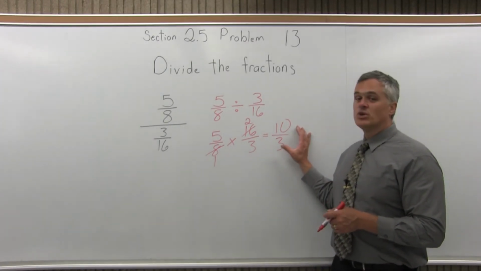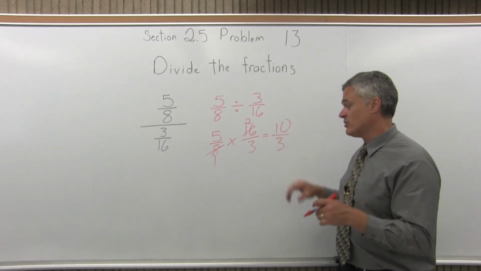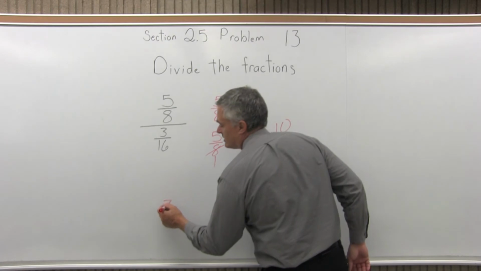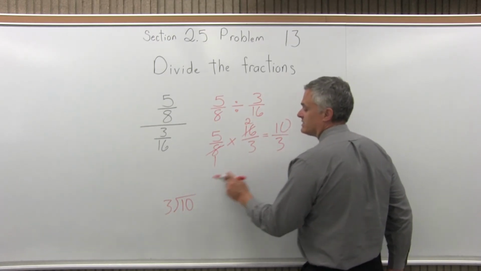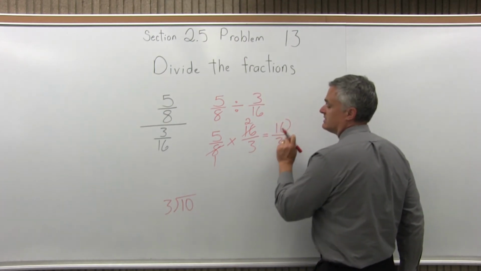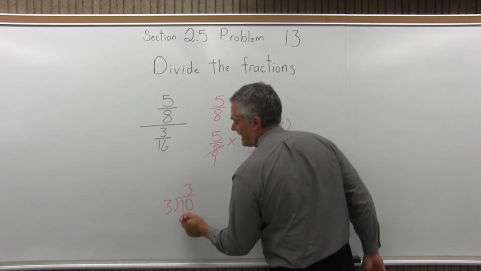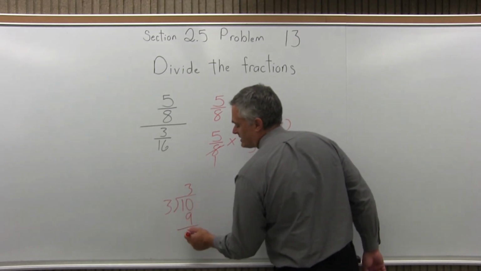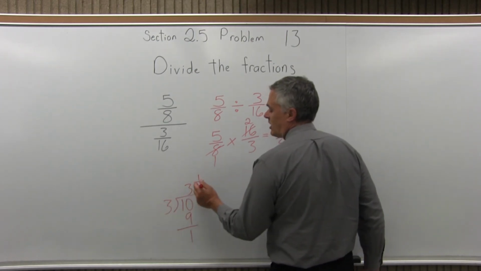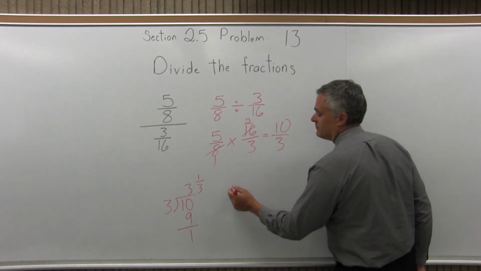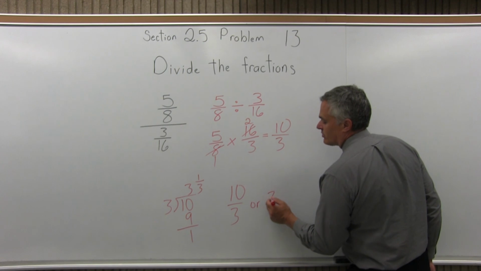Some math teachers, some books don't like you to leave your final answer as an improper fraction. If they don't specify, then 10/3 is good. But if they would rather see your answer as a mixed number, what you do is you divide the denominator, in this case 3, into the numerator, in this case 10. And let's see, 3 will go into 10 3 times. 3 times 3 is 9. And then 10 minus 9 is 1. So the remainder of 1 is my numerator. And the denominator, which was 3, stays the same. So the answer is 10/3, or if you prefer, 3 1/3.